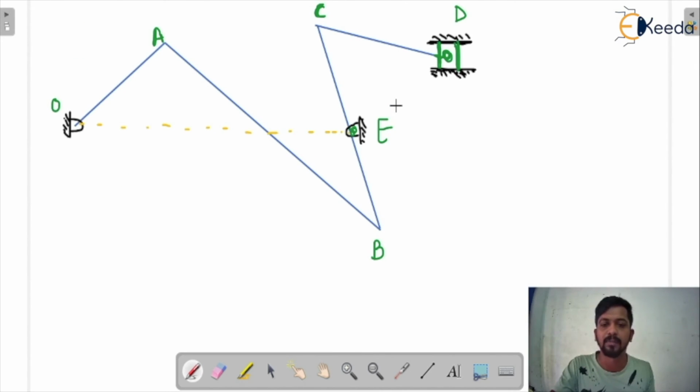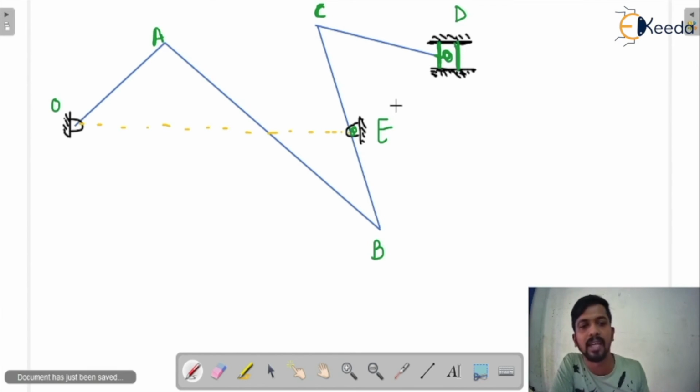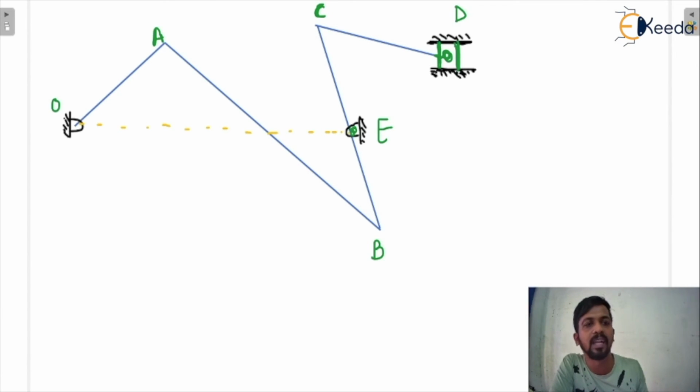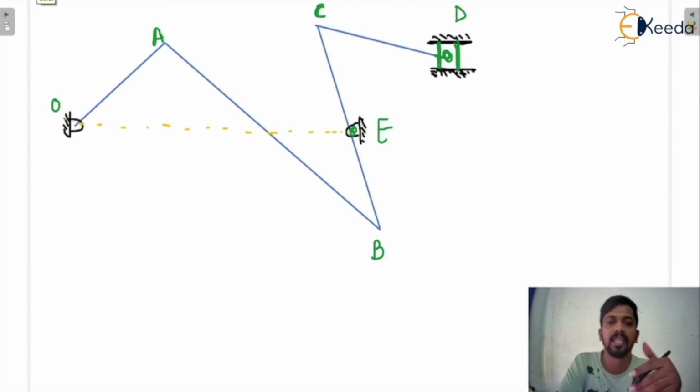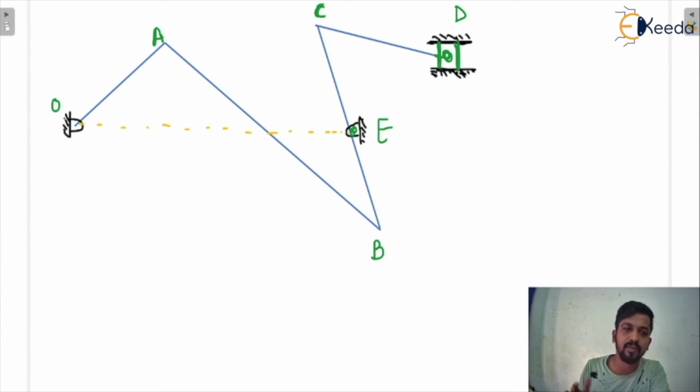Now there is another mechanism you can see here. In that mechanism there are a number of links. I will show you how we can see the direction of the velocity in these types of mechanisms. You must understand what the direction of the velocity would be. First you have to know in which direction the velocity is, then you can draw the velocity diagram in a proper way.